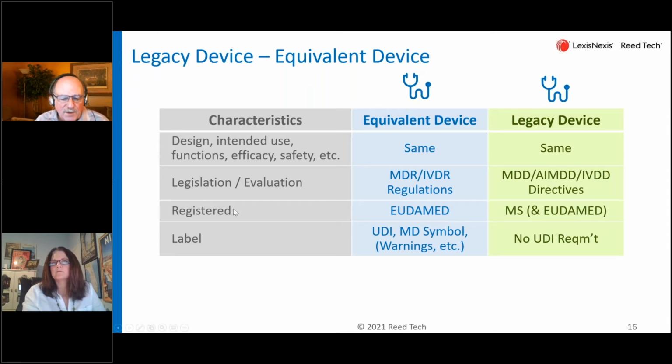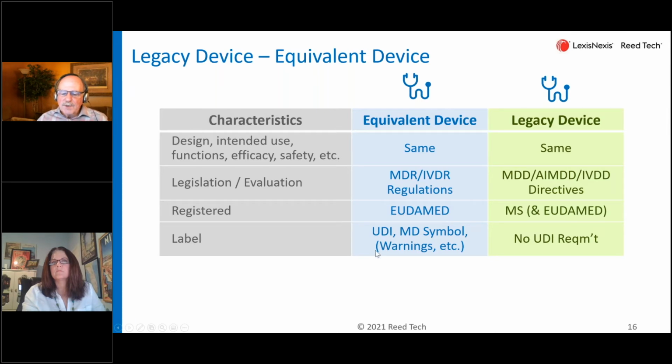Now, the registration is different. So for your legacy, you had these member state requirements and procedures, and we'll talk a little bit more about your now new registration requirement for a legacy device into EUDAMED. But the equivalent device has to be registered in EUDAMED.